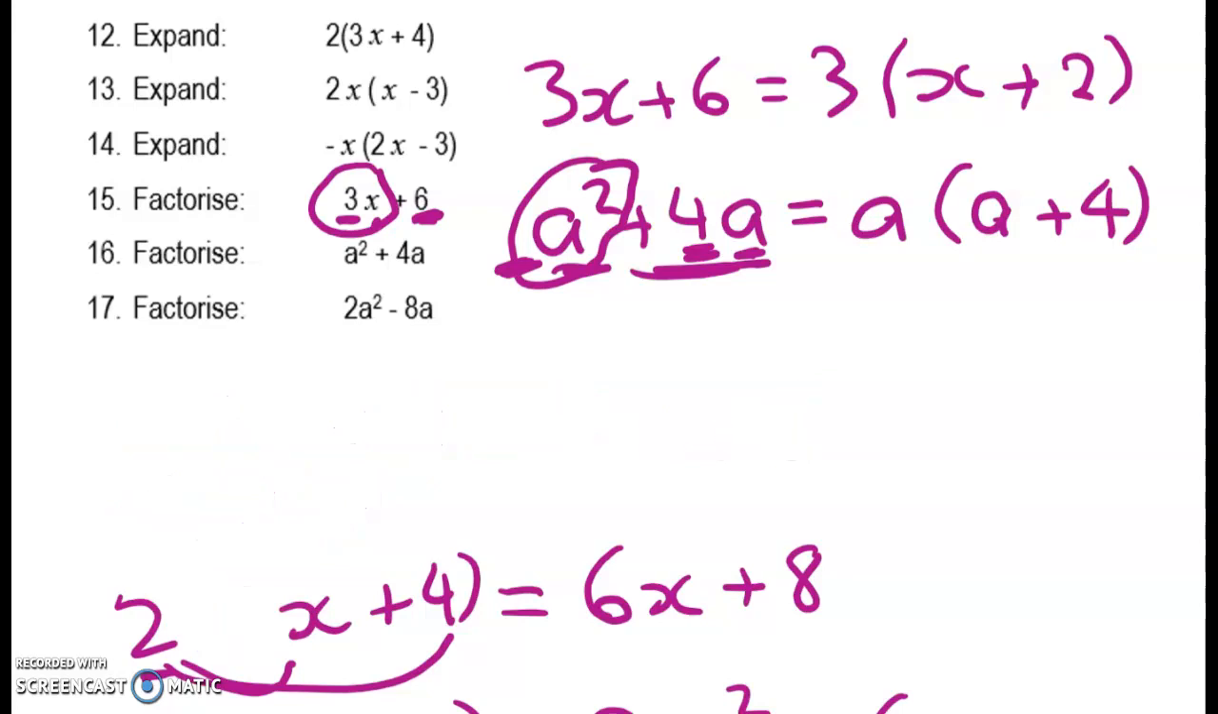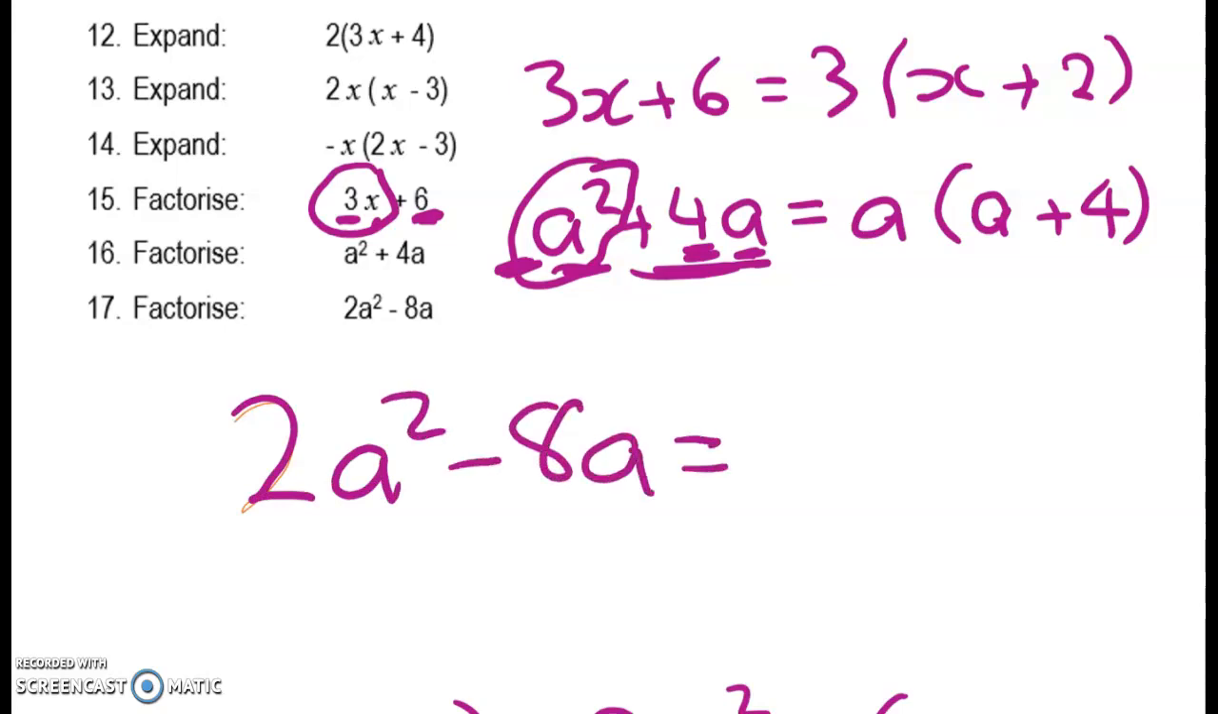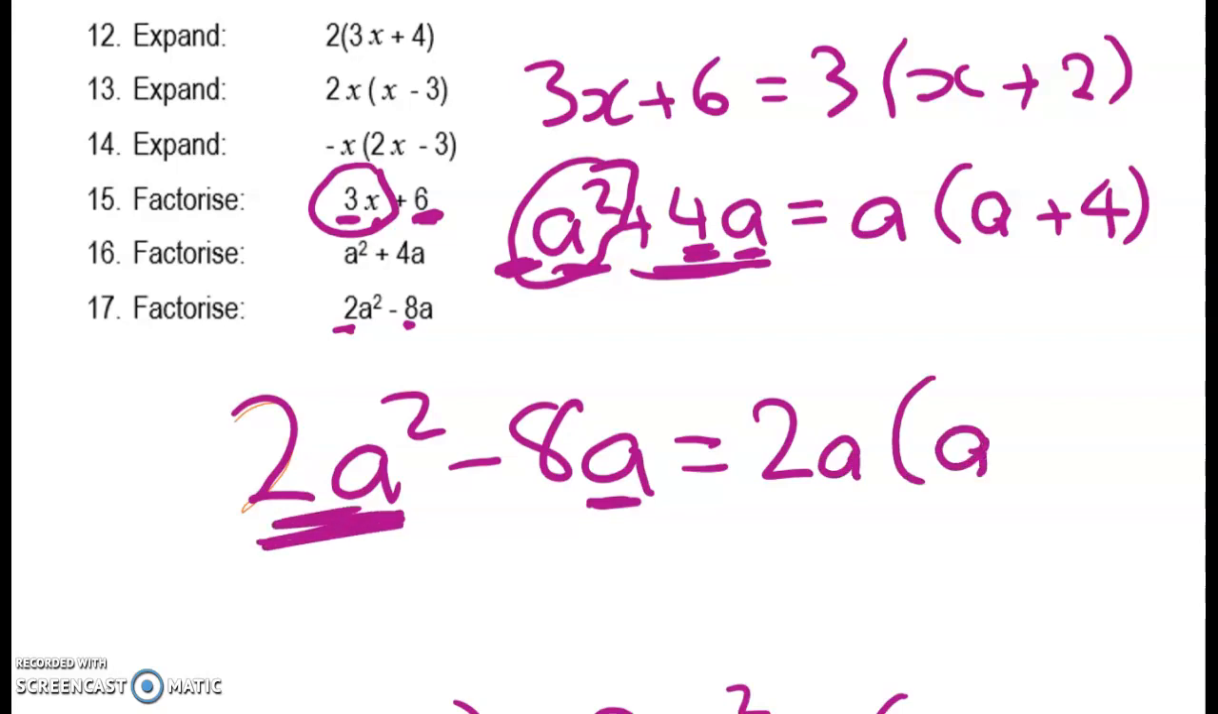Right, last one, factorize 2a squared minus 8a. This time I've got a highest common factor in the coefficients, which is 2, and I've got a highest common factor in the variables, that's a. So 2a times what will get me 2a squared, a. Take away 2a times what will get me 8a, take away 4.